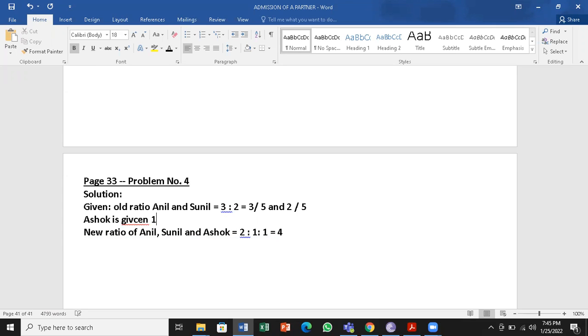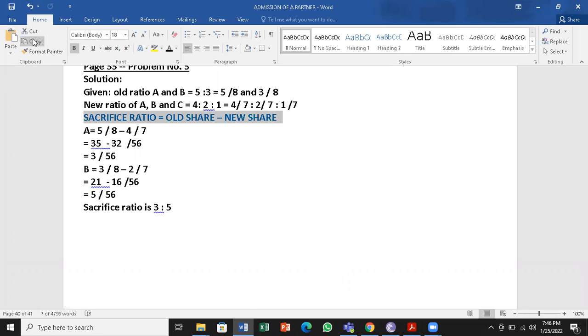So that is what you have to understand here. Ashok is given 1/4 share in the future profits. So they have not told directly 2:1:1. They have told for him 1/4. So 1/4 means total shares in the firm is 4. So 2 if you give it to Anil, 1 you give it to Sunil, 1 will be remaining. That will go to Ashok. That is 1/4. That is what is given there.